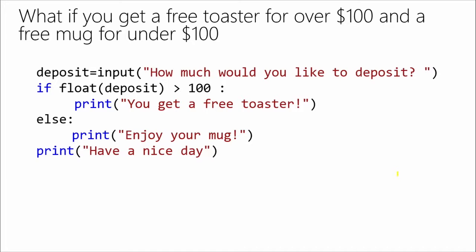So the other thing that you do run into is, what if they don't get a free toaster? You might say, well, you get a free coffee mug no matter what. But if you deposit over $100, you get a free toaster. So we run into these situations where you get one or the other. If you deposit over $100, you get a toaster. Otherwise, you get a coffee mug. And in coding terms, that's else.